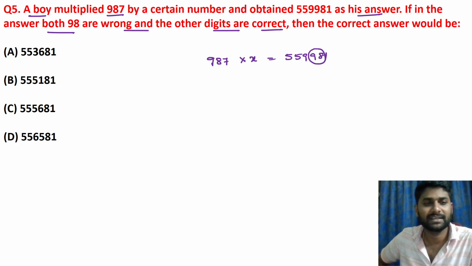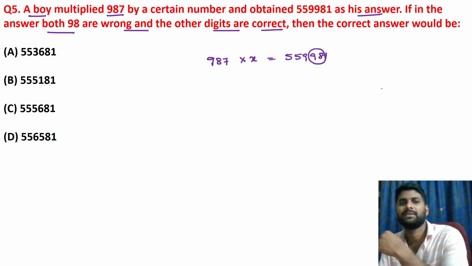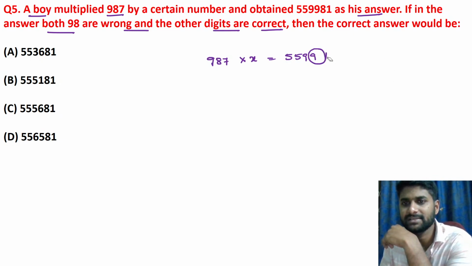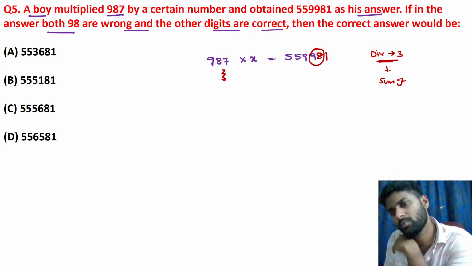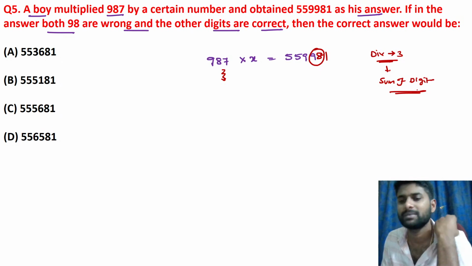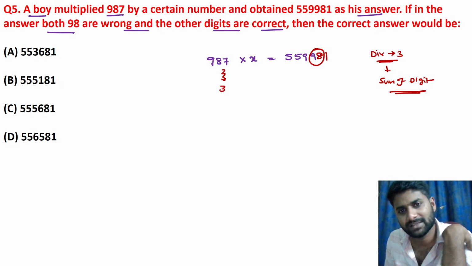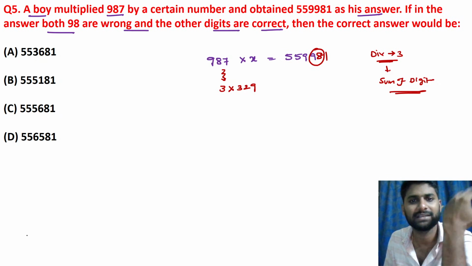So other digits are correct, remember. Here there is a wrong with the 9 and 8 digits. As per the information, 9 and 8 are wrong. But if you observe, 987 is exactly divisible by 3. We have a property: divisible by 3 means the sum of its digits is divisible by 3, so the entire number is divisible by 3. And 987 is exactly divisible by 3. Means whatever the resultant, it is exactly divisible by 3.